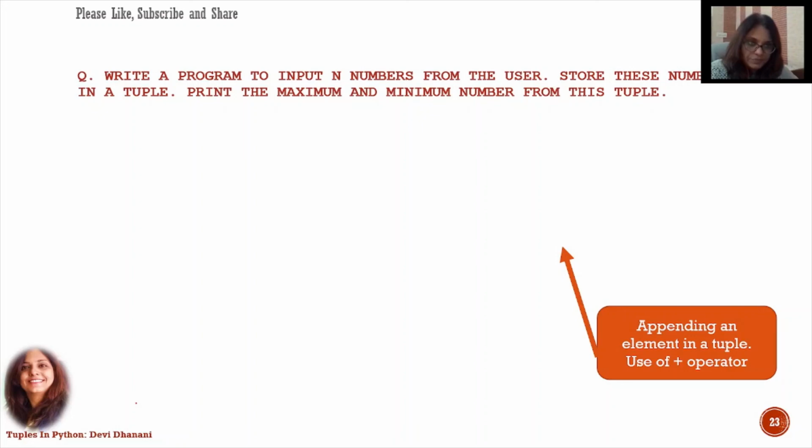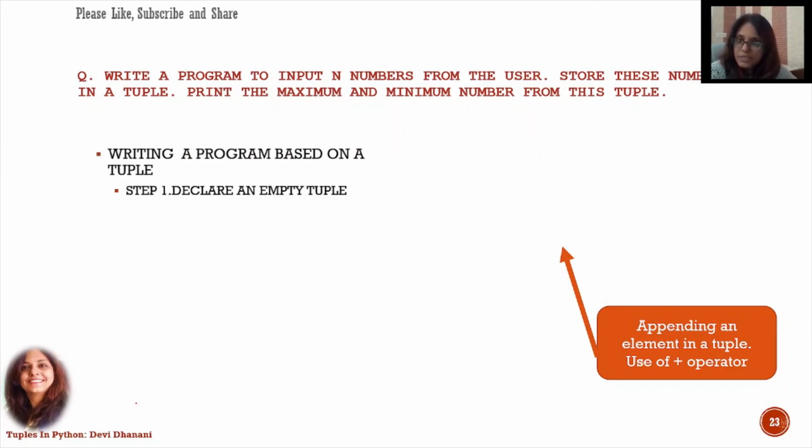So if I wish to now write a program, for example, write a program to input n numbers from the user. I wish to take n numbers from the user and store these numbers in a tuple, and I wish to even take up the maximum and minimum number from this tuple. If I wish to take input of n numbers, what will I have to do? The first step is to declare an empty tuple. These are the steps which we can follow. We may also follow some other steps, but here I am using these generalized statements.